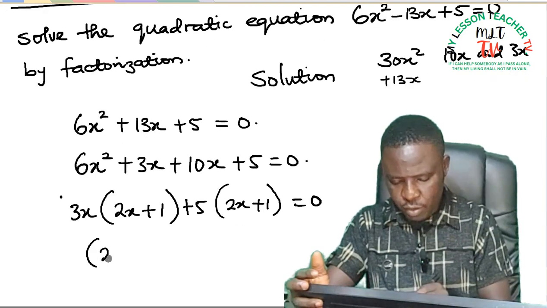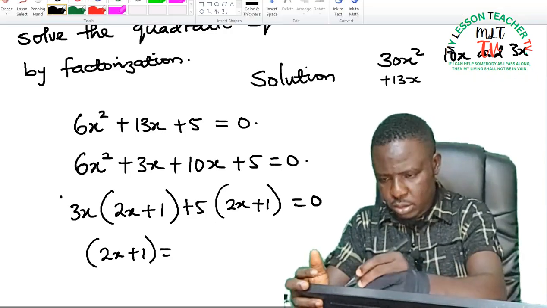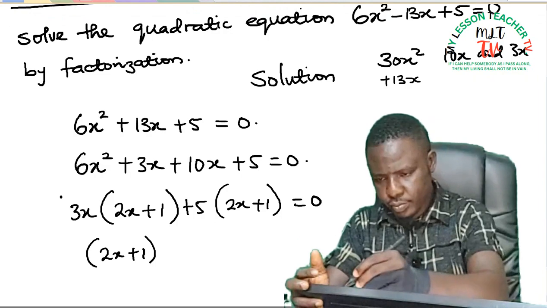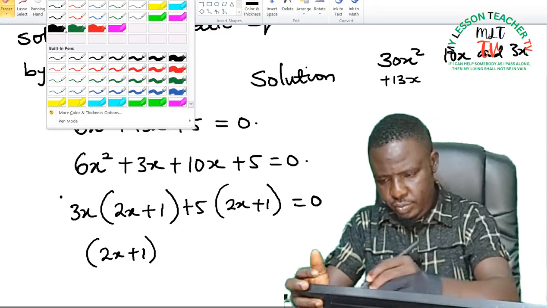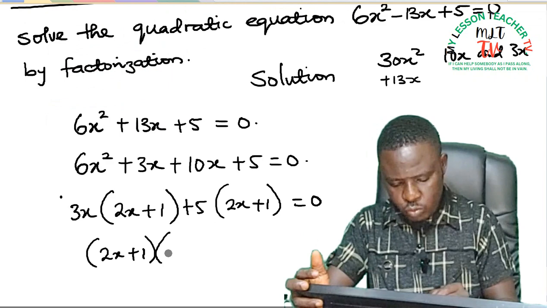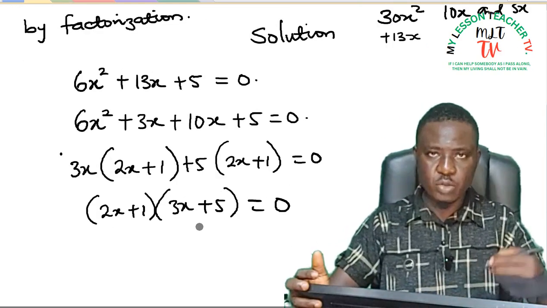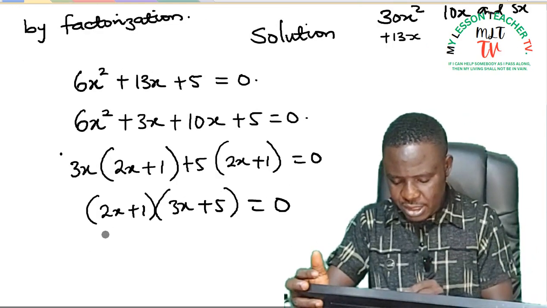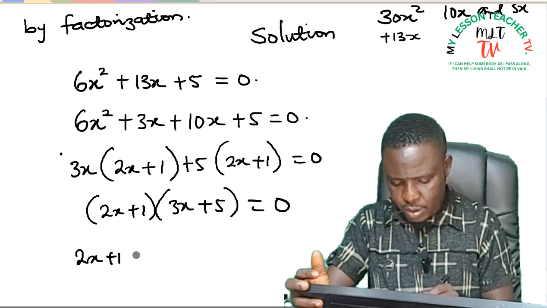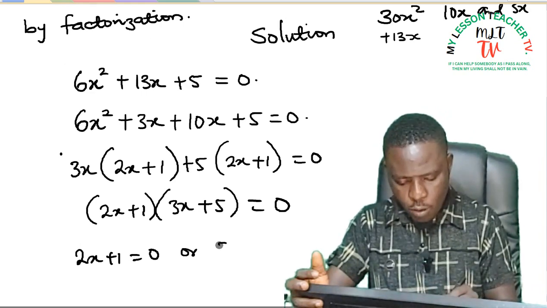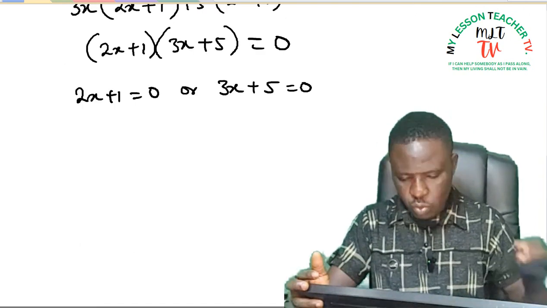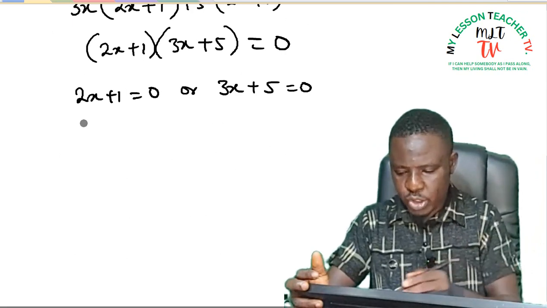And when you factorize again, you have 2x plus 1 into bracket 3x plus 5 is equal to 0. Now, when you multiply two brackets together to be equal to 0, it is either 2x plus 1 is equal to 0 or 3x plus 5 is equal to 0. So these are now the two linear equations.